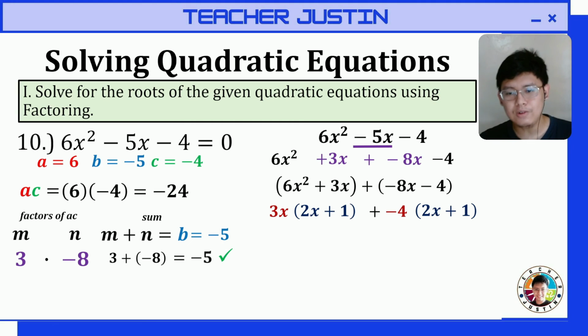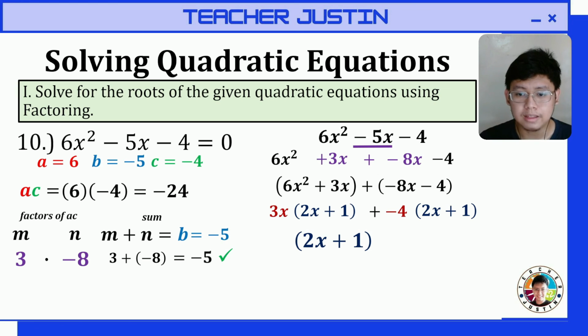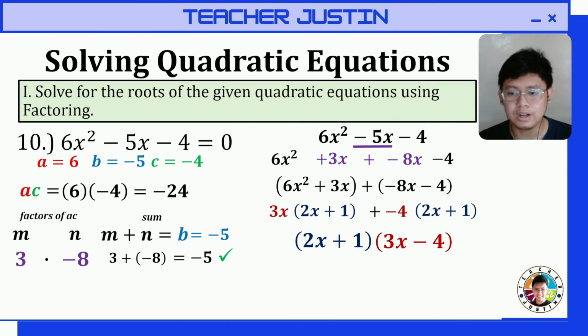Okay, ayan. Nakuha na natin yung mga common factors nila. If you can observe, meron ba tayong common group? Yes, meron tayong common group. And the common group is 2x plus 1. Okay? So, pag finactor out natin yung common group na 2x plus 1, anong matitira sa ating polynomial? That will be 3x minus 4. And that's it. That is the factor of our quadratic trinomial. Equate lang natin sila to 0 para maging equation na siya.